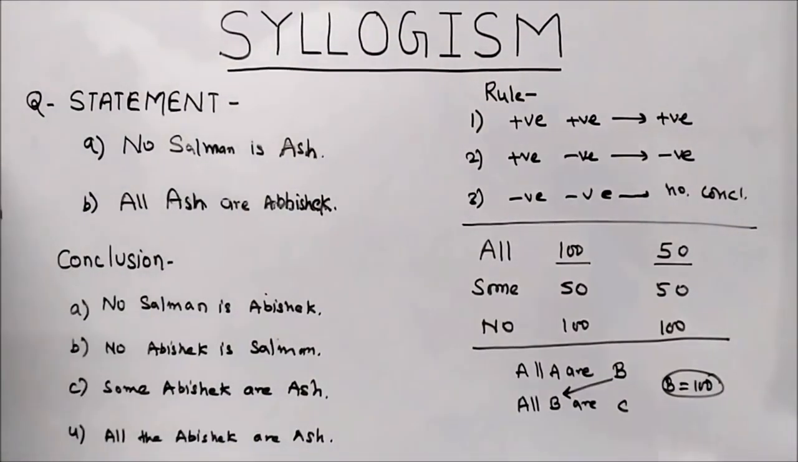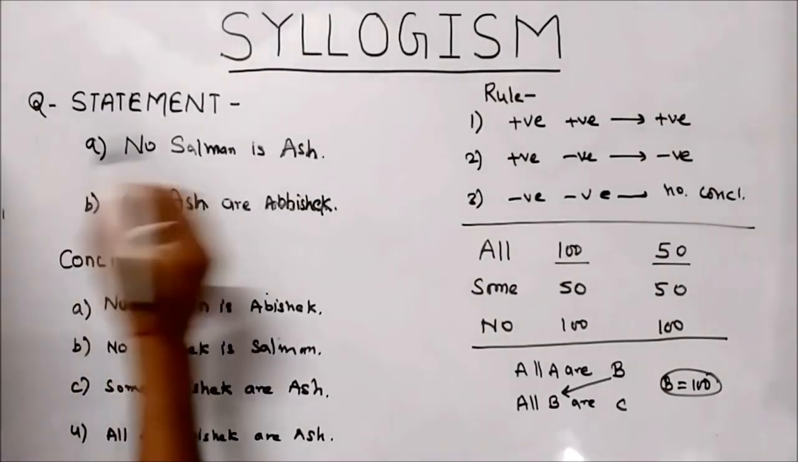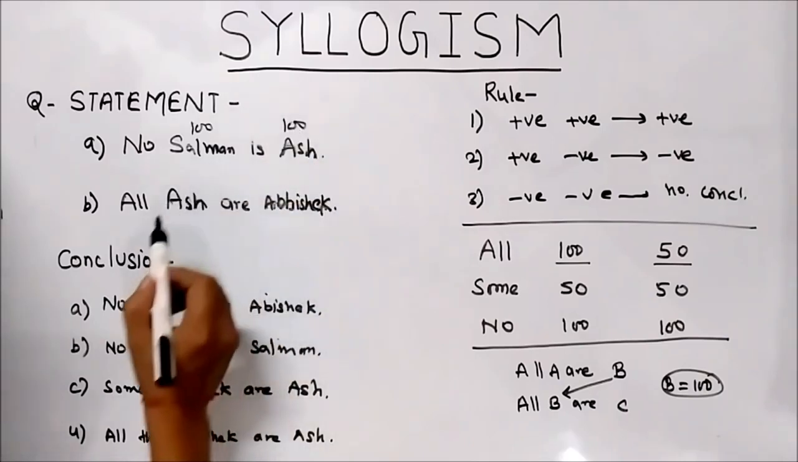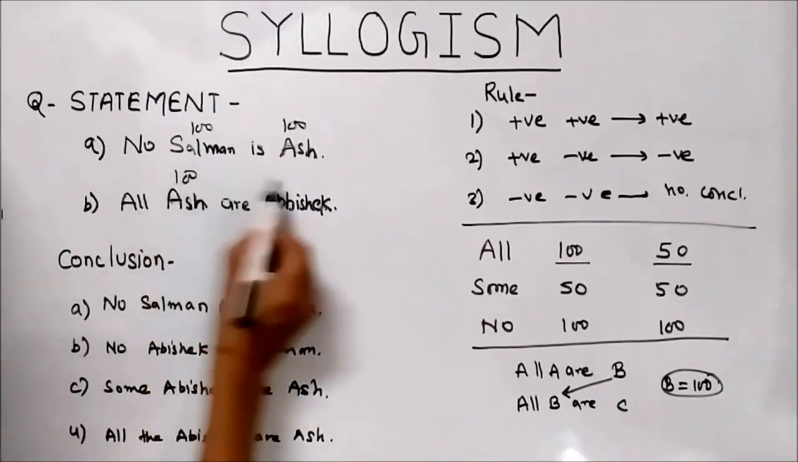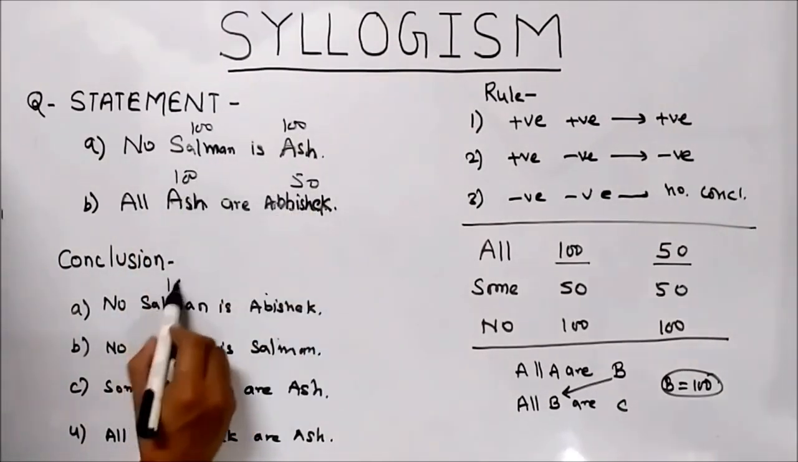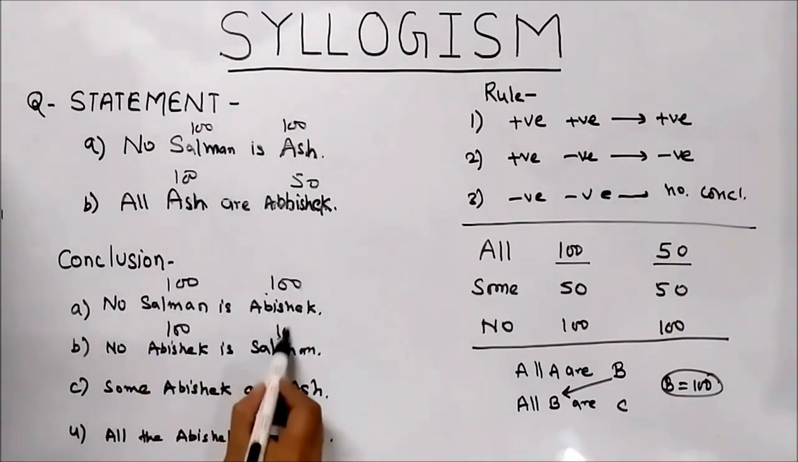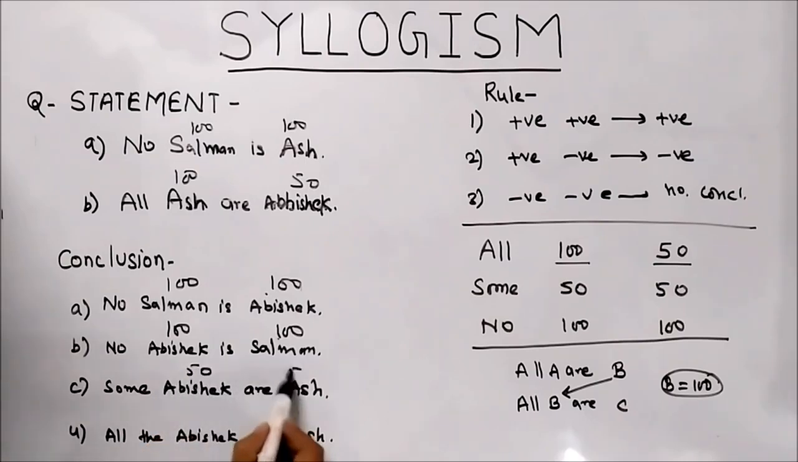Now put the values in the statements and conclusions. For no, 100 and 100, for all 150, for no 100 and 100, again no 100 and 100, some is 50 and 50, all is 150.